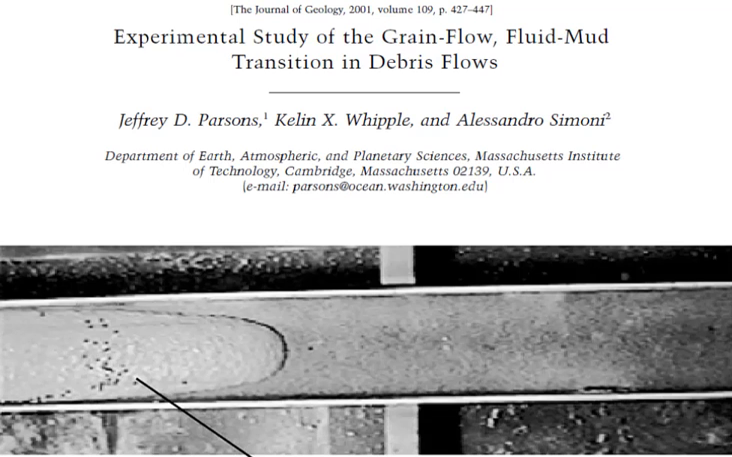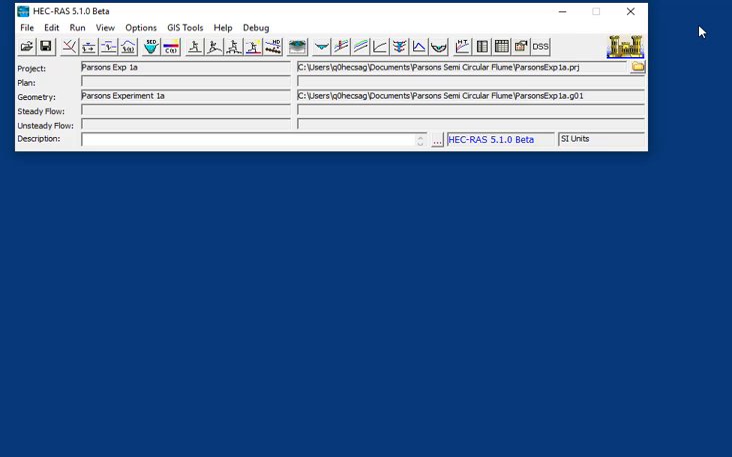The flume we're simulating is from the 2000 paper Parsons et al., where they ran a series of these high concentration debris flow flume experiments through a 14.6 centimeter diameter semicircular pipe. And so we're going to demonstrate how to create a two-dimensional terrain out of that pipe, and then in the next video we'll actually run the simulation of that high concentration non-Newtonian material.